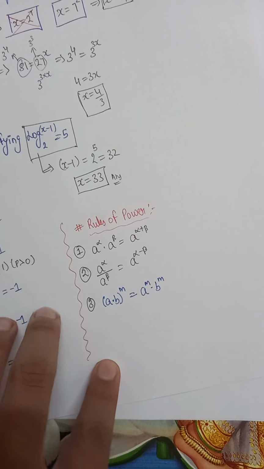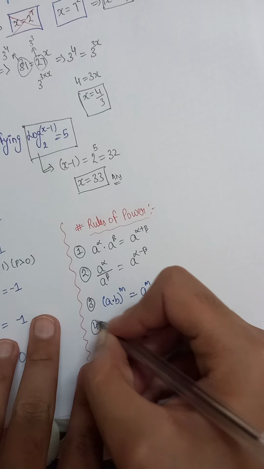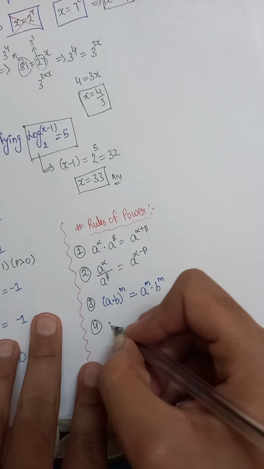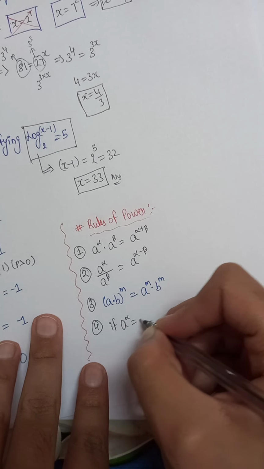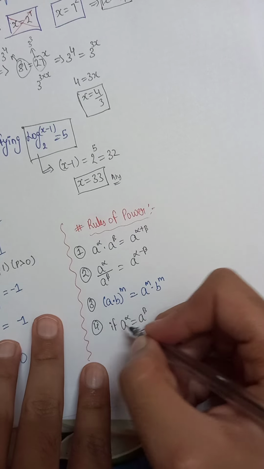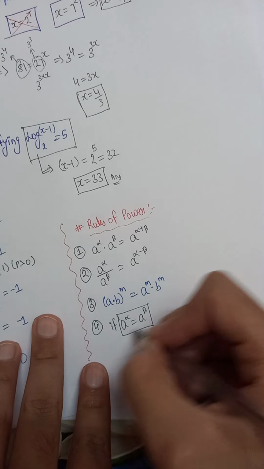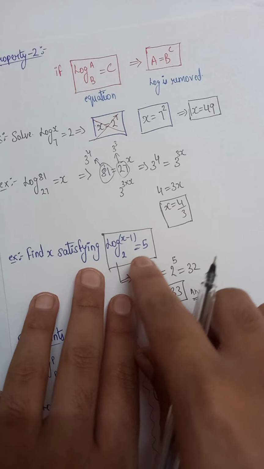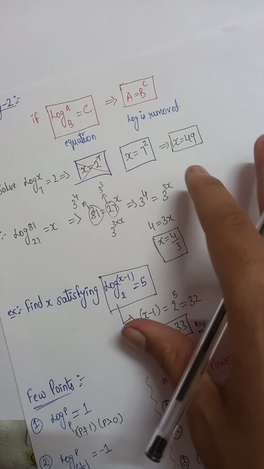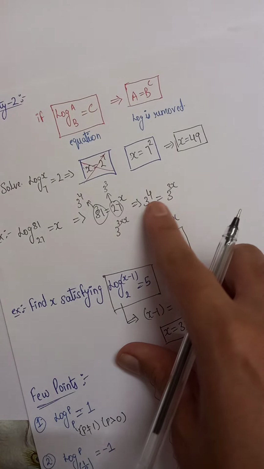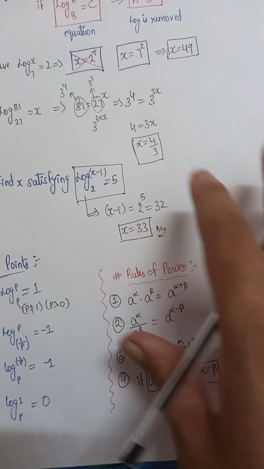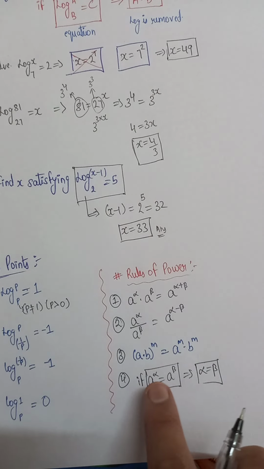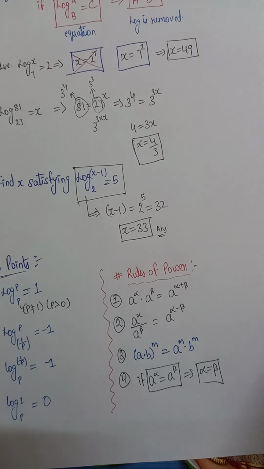Fourth point. If a to the power alpha is equal to a to the power beta, then it implies alpha is equal to beta. This is actually the thing which I showed earlier. Yeah, when bases are equal, then you can compare the powers. That is the same thing we are doing here. When both the bases are equal, then we can compare the powers.